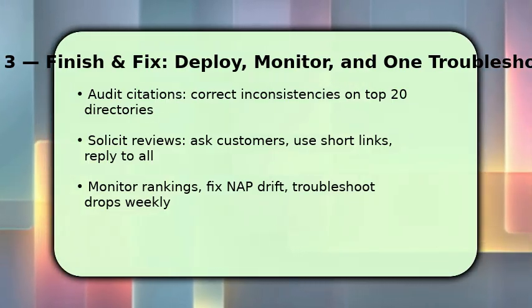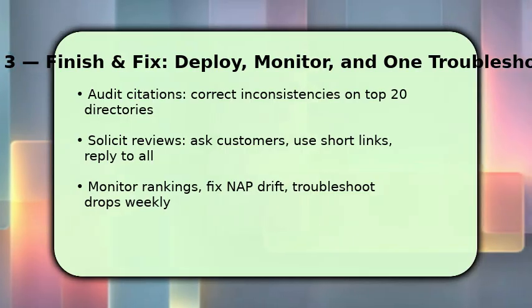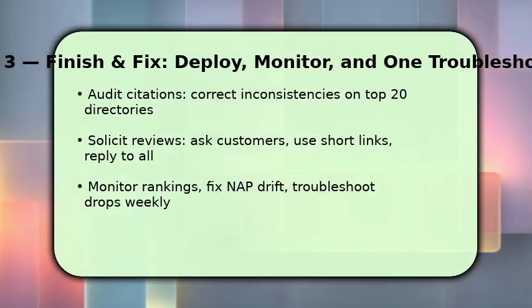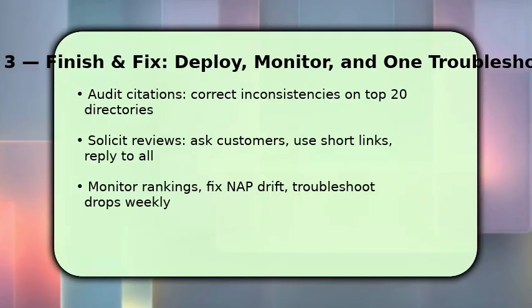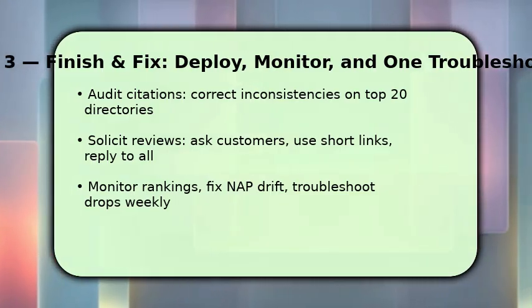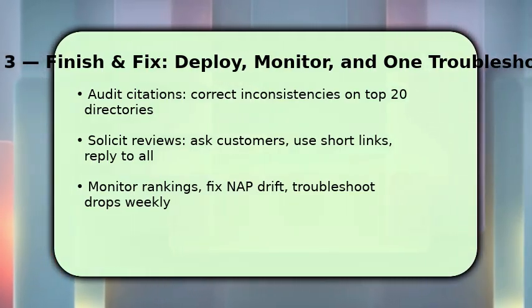Then set up weekly monitoring for ranking and NAP drift. If rankings fall, recheck schema, citations, and recent site changes, and update key on-page content. If reviews slow, run a short review request campaign.